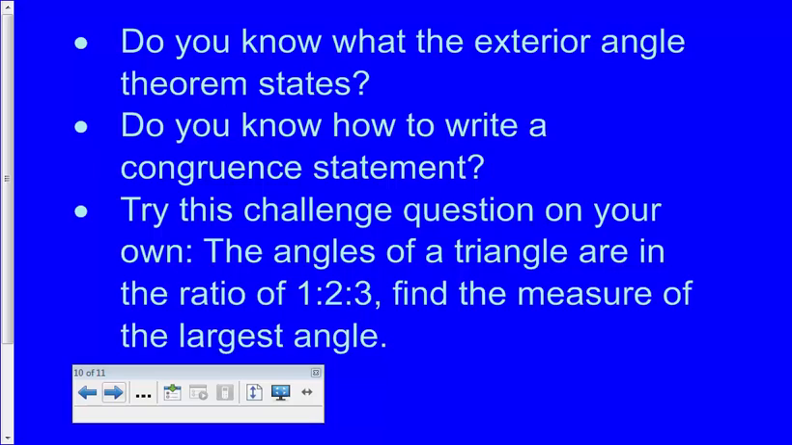Alright, so that's it with section 3.5 and 4.1. So here are two questions at the top that you should know by the end of this. Do you know what the exterior angle theorem states? And do you know how to write a congruent statement?